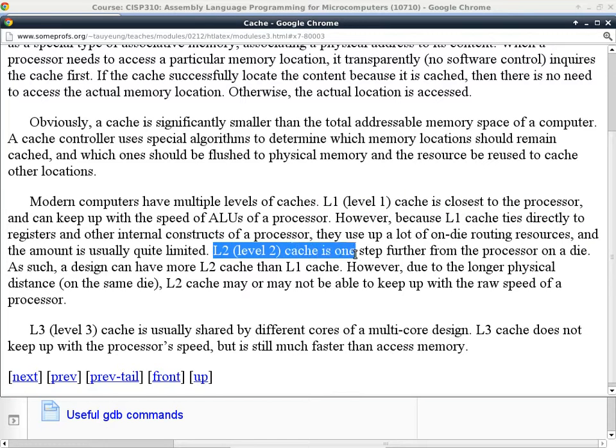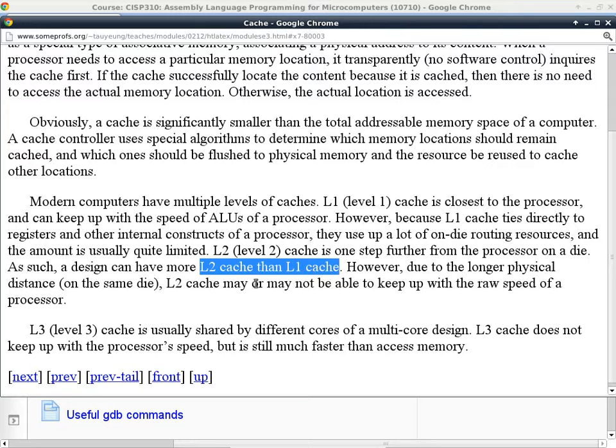Level 2 cache is one step further from the processor on the die. Okay, it is still on the same die, physically on the same chip. But because it's further away, you can actually have a little bit more Level 2 cache than Level 1 cache. But due to the longer physical distance, even though it's on the same die, it's actually further away, Level 2 cache may or may not be able to keep up with the raw speed of a processor.